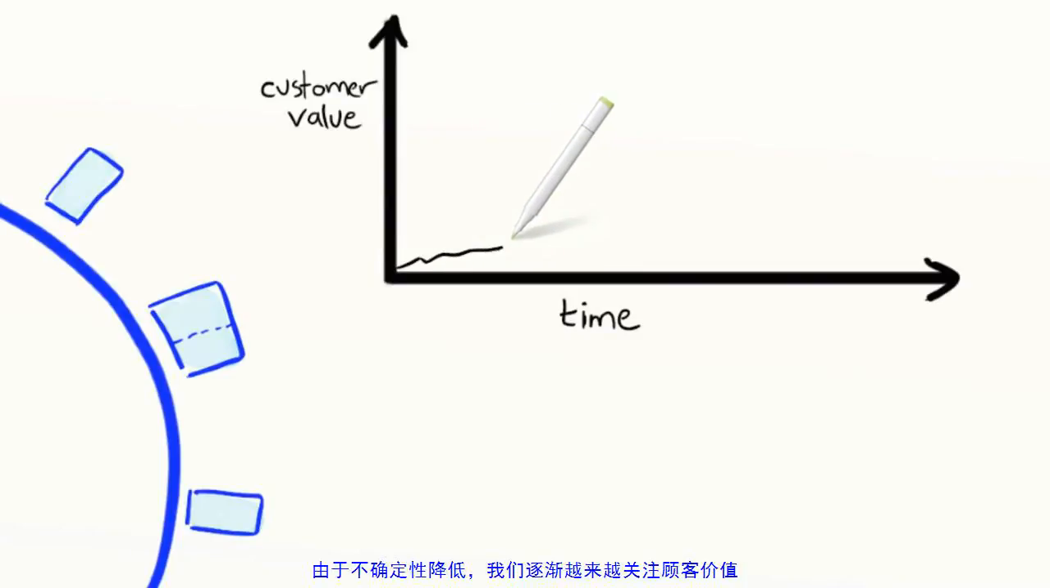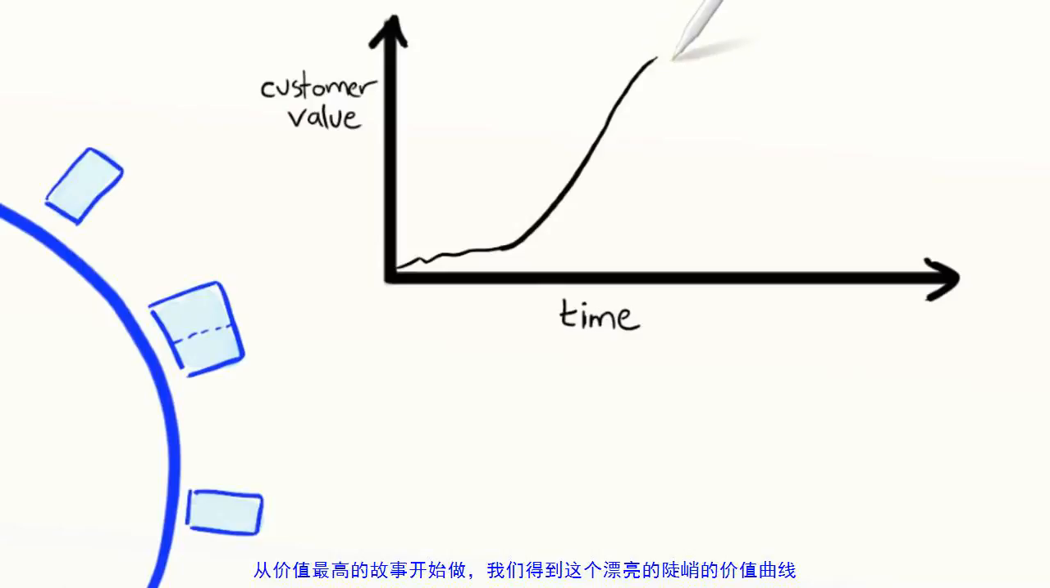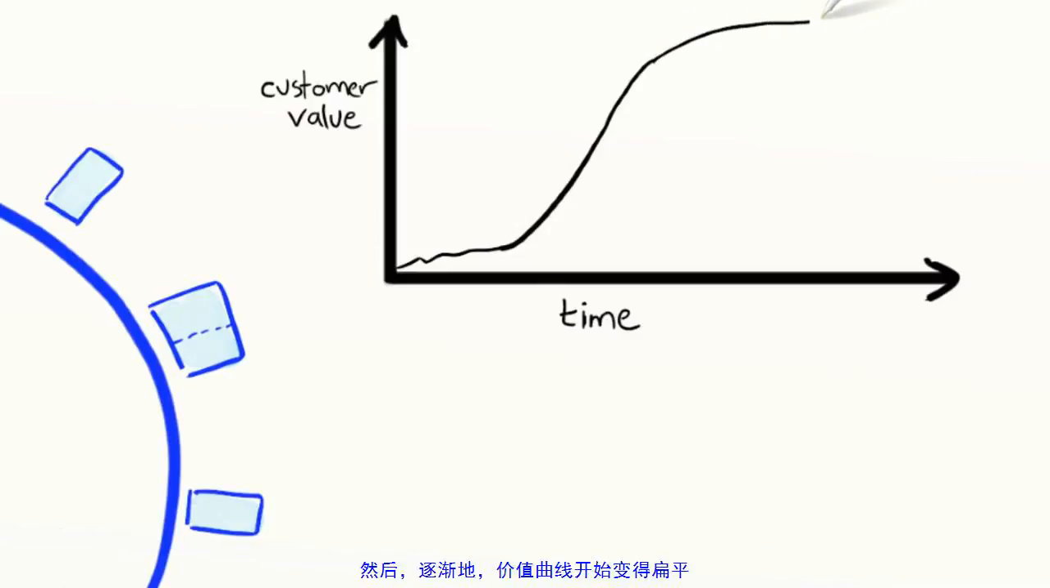As uncertainty is reduced, we gradually focus more and more on customer value. We know what we're going to build and how, so just do it. And by doing the highest value stories first, we get this nice steep value curve. And then gradually the value curve starts flattening out. We've built the most important stuff, and now we're just adding the bonus features, the toppings on the ice cream.